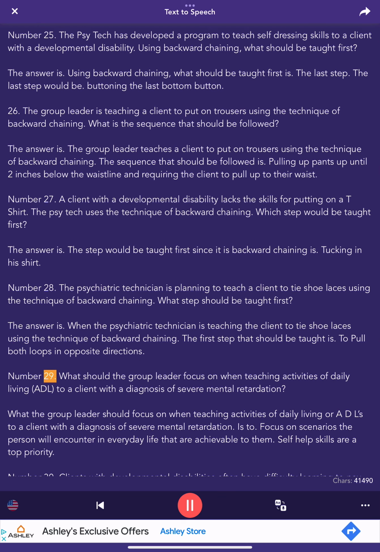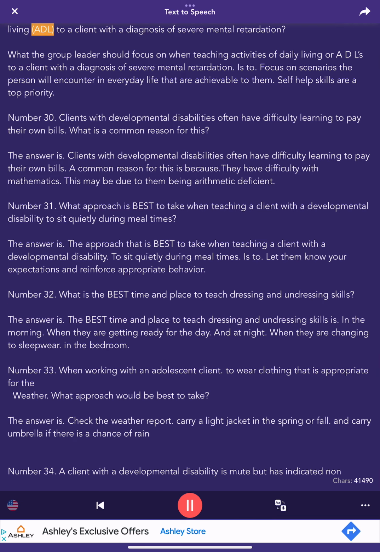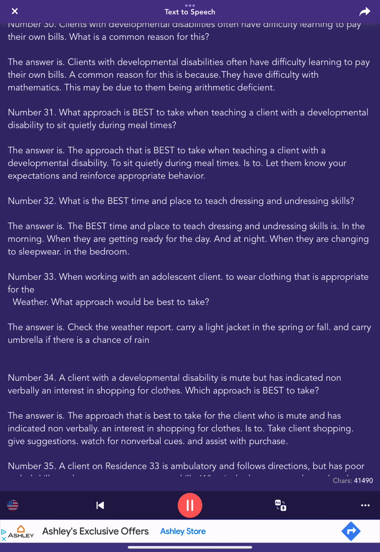Number 29. What should the group leader focus on when teaching activities of daily living, ADL, to a client with a diagnosis of severe mental retardation? What the group leader should focus on is scenarios the person will encounter in everyday life that are achievable to them. Self-help skills are a top priority.